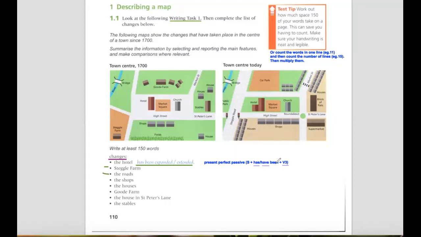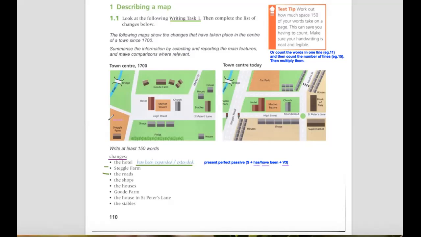So the passive is the same, except instead of the verb to be, we use have been or has been to describe present perfect from the past until today. So from the past until today, the hotel has been expanded, which means made bigger. So let's practice using this tense with Stiegel Farm.